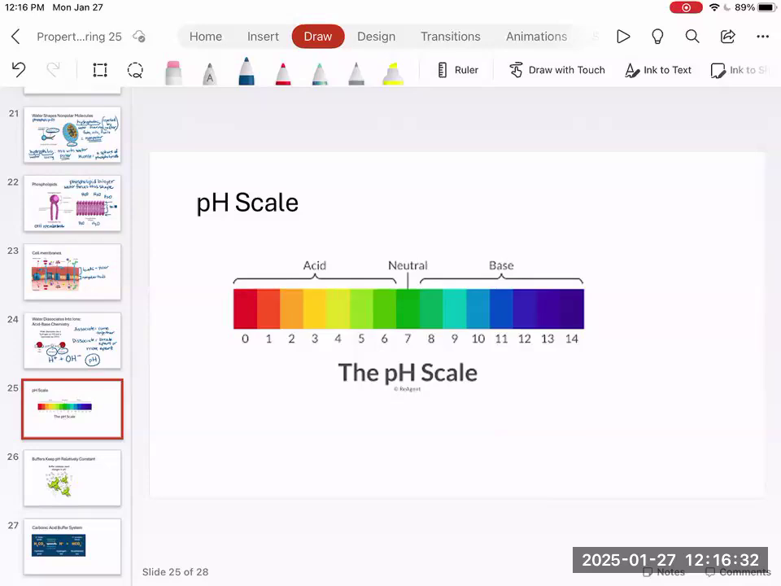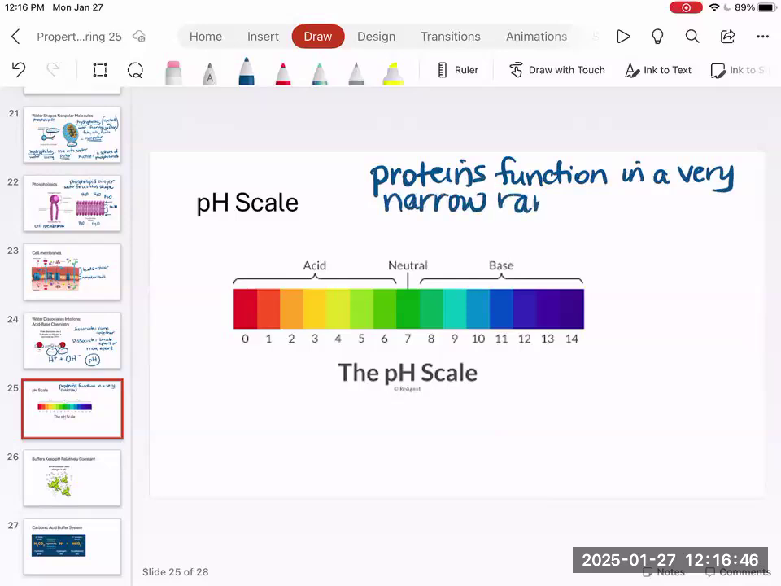So I'm going to write that statement here. Proteins function in a very narrow range of pH. And every protein has a normal range of pH in which it is functional. And it usually is whatever the normal pH is of that system.